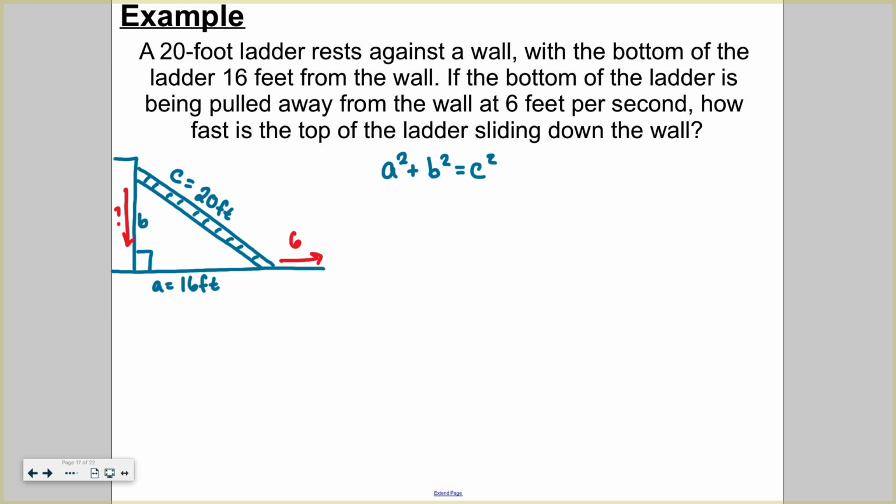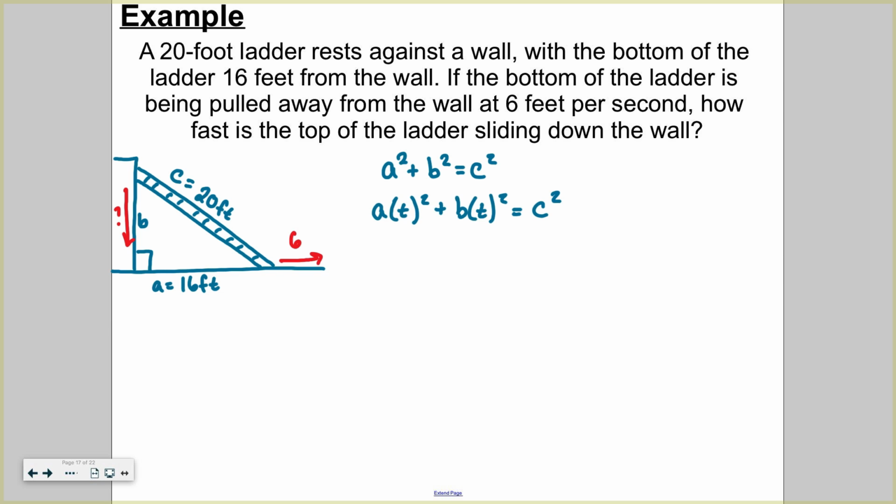Alright, next up we can figure out which of these change with respect to time. We know the ladder is sliding away from the wall, so A changes with respect to time. B is changing because the ladder is sliding down the wall. However, C is not changing. The ladder is going to remain the same 20 feet, so that's just going to be C squared.